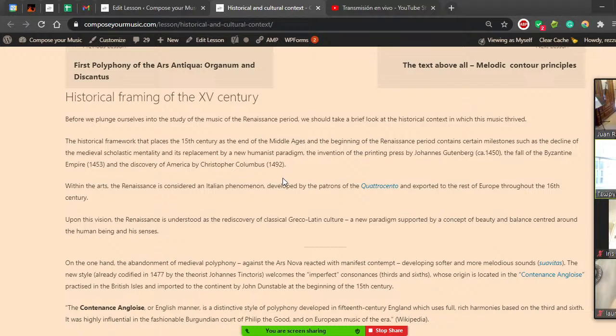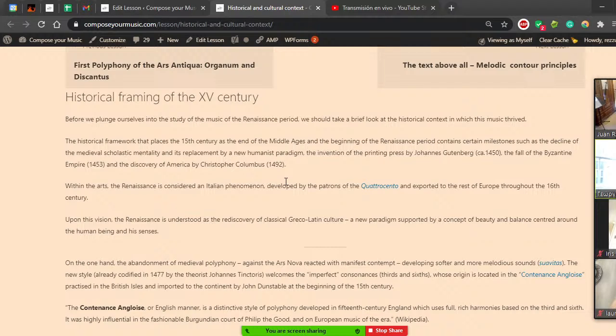So 15th century. Now, the historical framework that places the 15th century as the end of the Middle Ages and the beginning of the Renaissance period contains certain milestones, such as the decline of the medieval scholastic mentality and its replacement by a new humanist paradigm, humanism. The invention of the printing press, I'm just naming very few things.